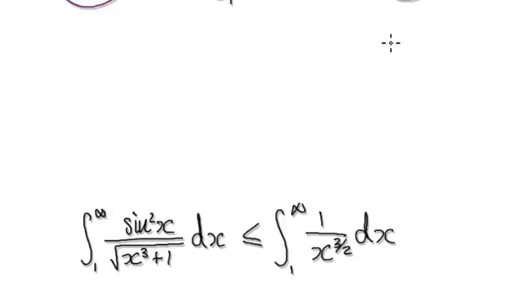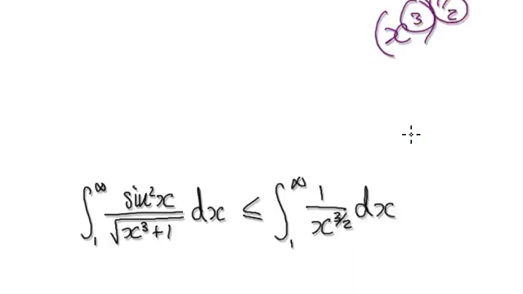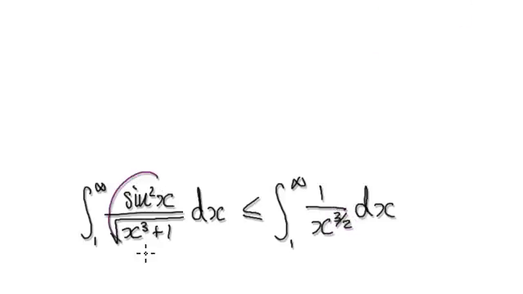Okay, so let's just rewrite this as this: x to the power 3 to the power of a half. So this times this, that will then give you this. So now we know that this thing here will be less than or equal to this thing here.